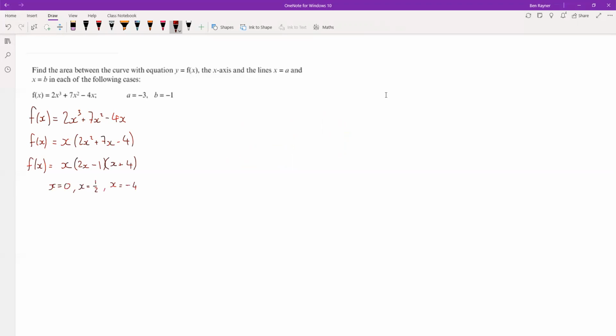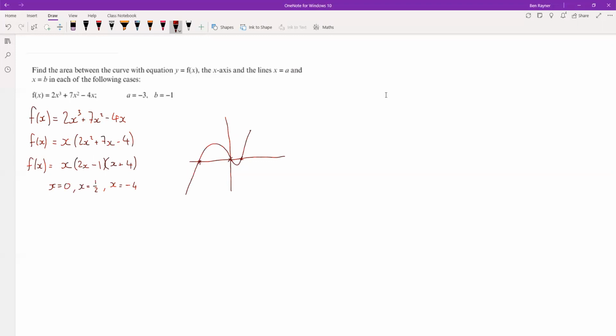So if you put those in order, we'll get minus 4, 0 and a half. So if you imagine drawing this, you're going to have minus 4 back here, then you've got 0, and then you've got a half. So it's going to go through these. Look at your original question. It's a positive cubic, so it's going to go up, down, and then back up. So I imagine it's going to come up, then down, and then back up, just like this.